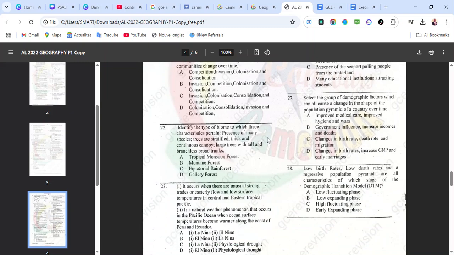Identify the type of biome which these characteristics pertain to. Presence of many species. Trees are stratified, thick and continuous canopy. Large trees with tall and branchless broad trunks. Correct answer for 22 is C, which is equatorial rainforest.